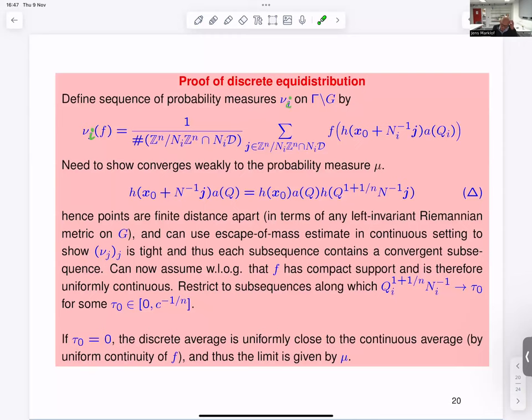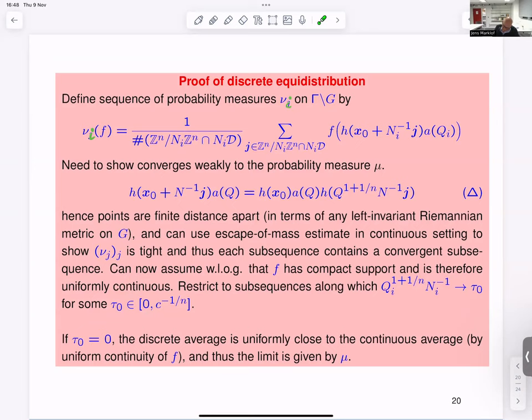So it's easy if we choose the sequence of q_i's and n_i's in such a way that this thing goes to zero, because then actually they're not just a finite distance apart, but they're a very small distance apart. And you can, if you like, apply a sort of Riemann summation argument. So you can use the continuous average to approximate the discrete average. So that's when this thing here converges to zero along a certain subsequence.